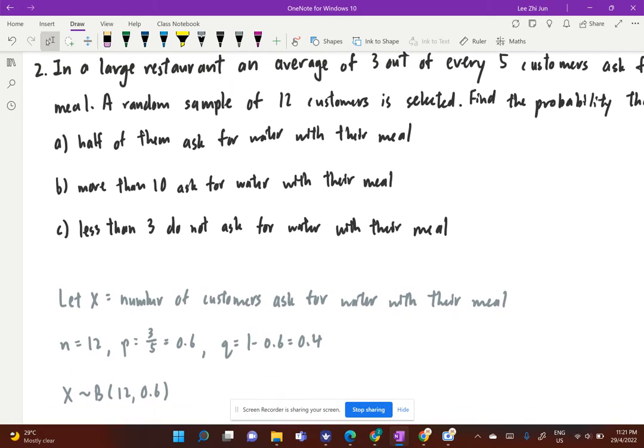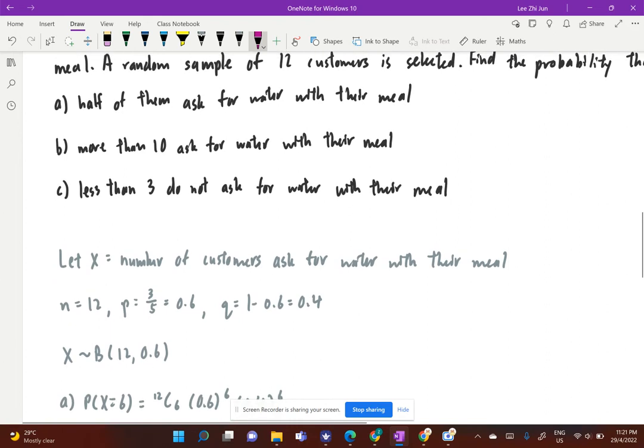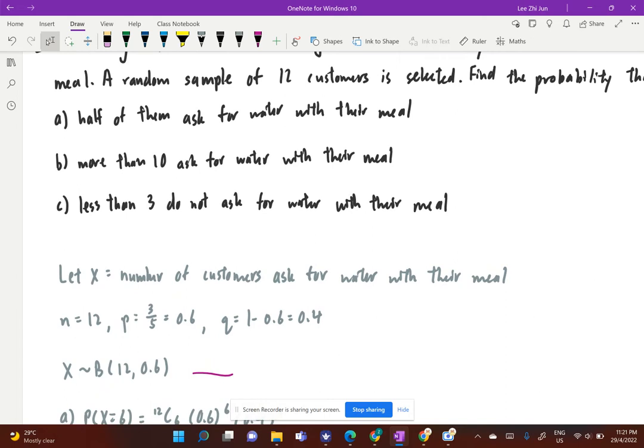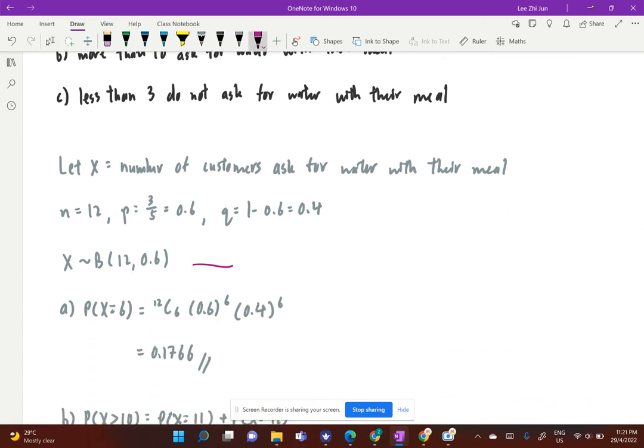So I just let X be the event of number of customers who ask for water with their meal. So n equals 12, p equals 0.6, and q equals 1 minus 0.6 equals 0.4. So I write it in parameter form. Half of them, so 12 divided by 2 will be 6. So 12C6, 0.6 to the power of 6, 0.4 to the power of 6. So I'll get 0.1766.